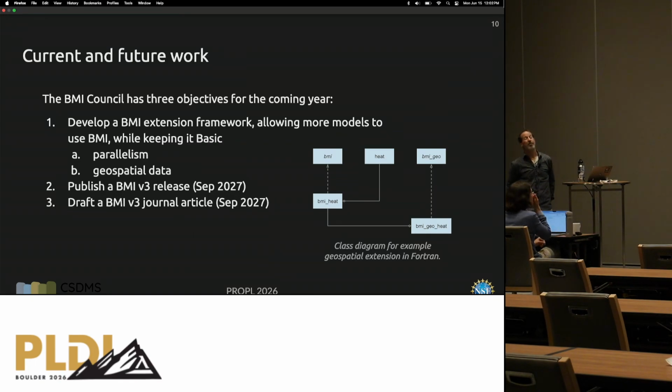Under the guidance of the BMI Council, we are working towards a new release of BMI, a version 3 release. We're targeting that for the end of September 2027, which is basically when one of the current awards that we're on runs out. We're also going to have a journal article as well. My little diagram is just a class diagram showing how we could do a geospatial extension in Fortran.